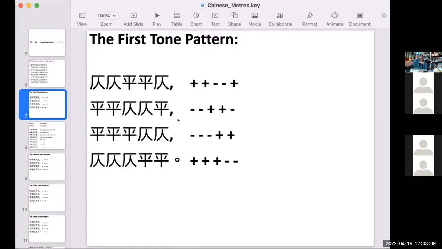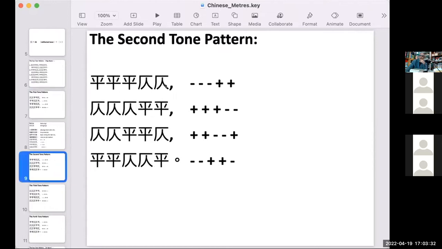So if we convert it into English rhythm, English meter, it will be A, B, C, B, because the first and the third don't rhyme. It's only the second and the fourth. The second one will be the same, A, B, C, B.